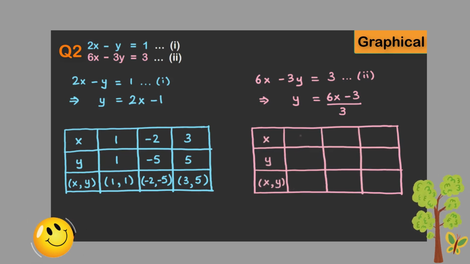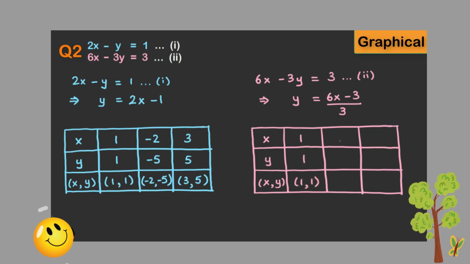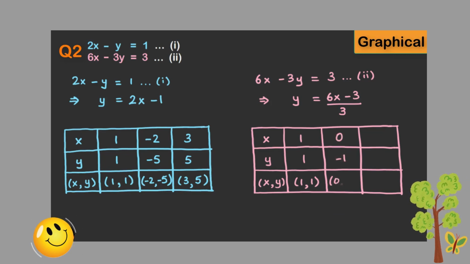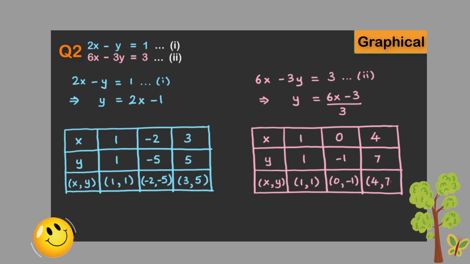For the first point, let's take x equal to 1, and on solving the equation, we get y equal to 1. So we have our first point 1 comma 1. Similarly, for the second point, we'll take x as 0, and on solving we get y equal to minus 1. So the point becomes 0 comma minus 1. And for the third point, we get 4 comma 7.